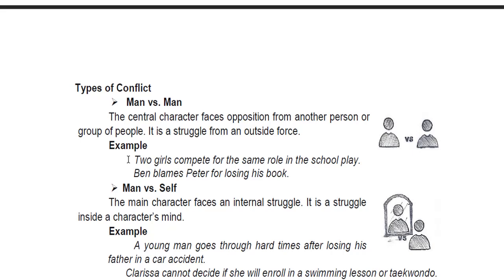So it says, two girls compete for the same role in the school play. So the two girls are the characters involved here. So they are the person versus person, or man versus man, type of conflict because they are competing for the same role in the play. Next, Ben blames Peter for losing his book. So we have here Ben versus Peter. So they are a man versus man conflict.